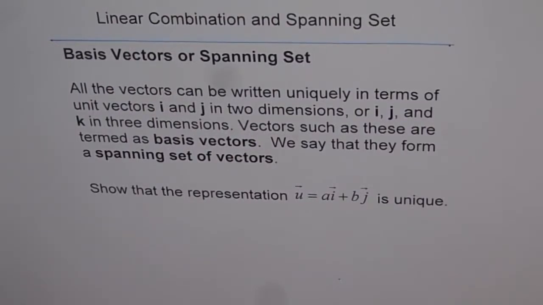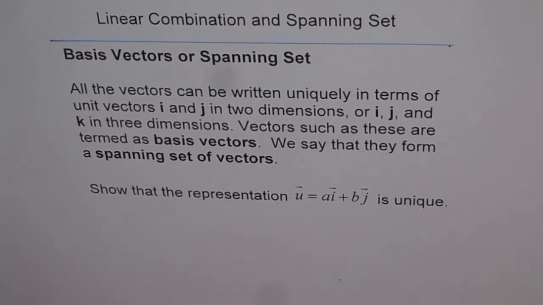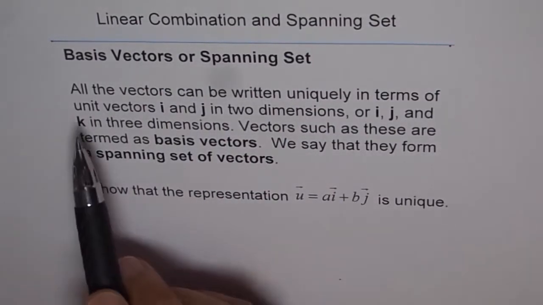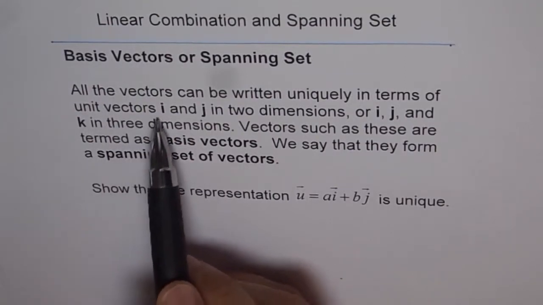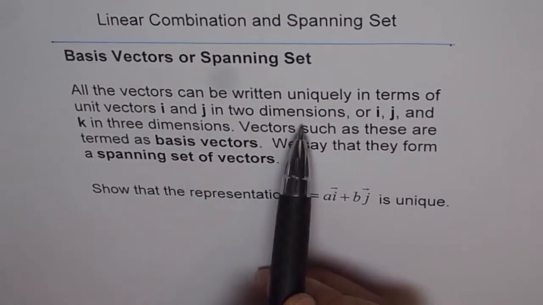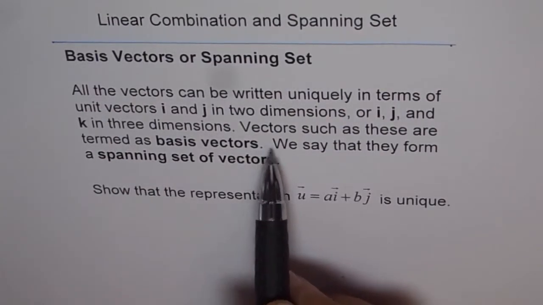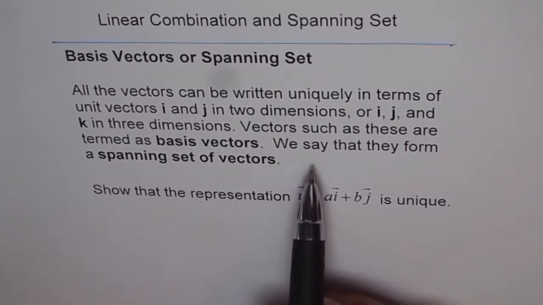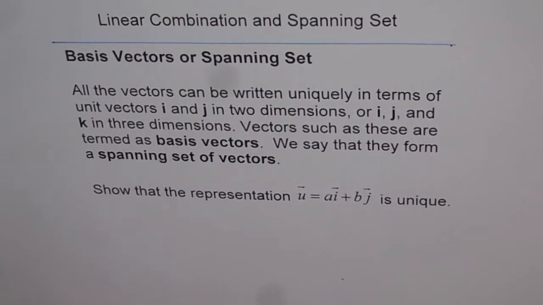Linear combination and spanning sets. So here are a few definitions or things to remember. Basis vectors or spanning set. All vectors can be written uniquely in terms of unit vectors i and j in 2 dimensions, or i, j and k in 3 dimensions. Vectors such as these are termed as basis vectors. We say that they form a spanning set of vectors.